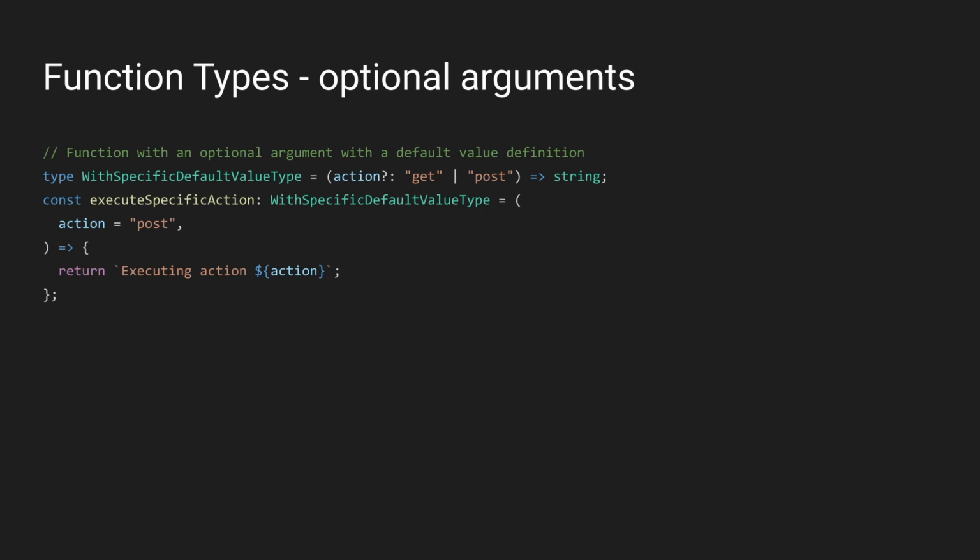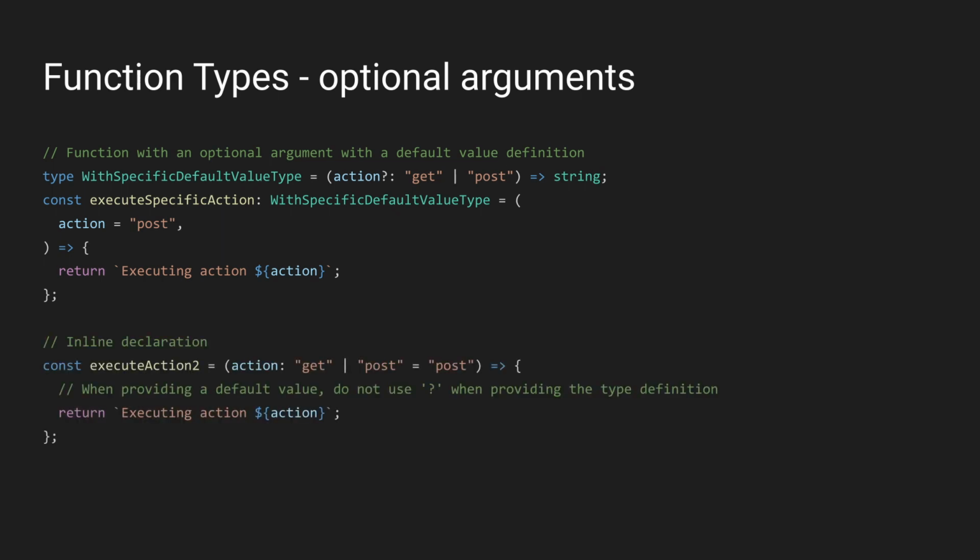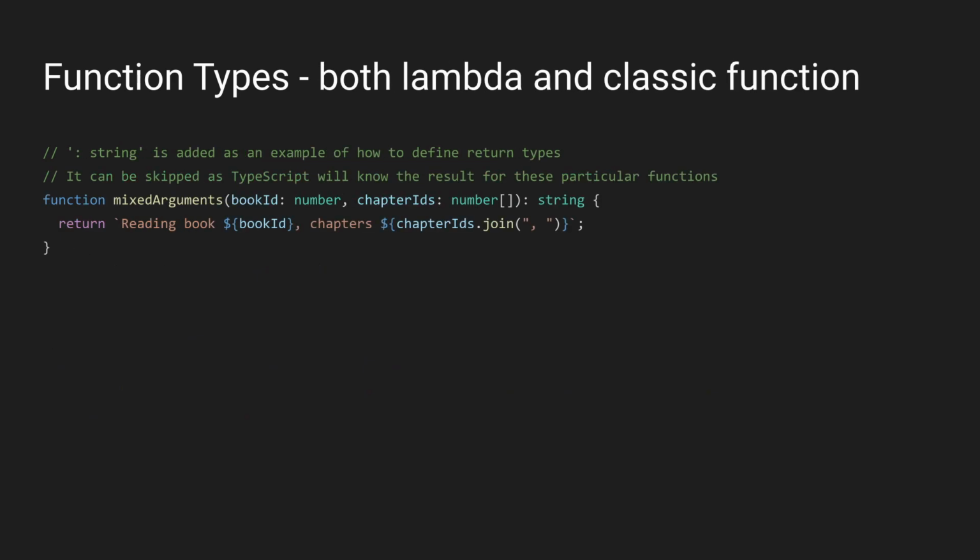For comparison, here is the inline definition of the same example. By default, TypeScript would treat the action variable as a string, so we manually define its more precise type. In the provided code examples, I was showing only lambda functions. The same rules apply for the classic JavaScript functions, which are defined using the function keyword. We define the variable types and sometimes, when it's needed, the return type.